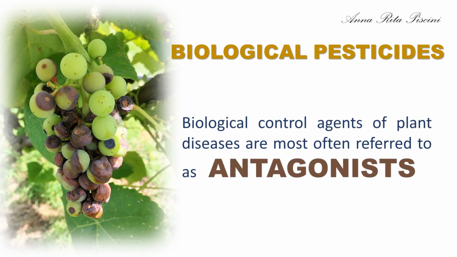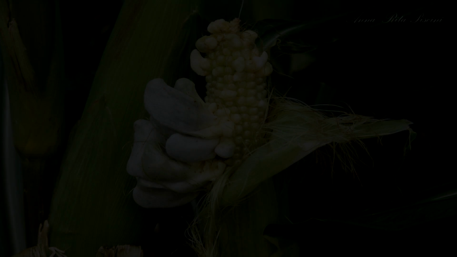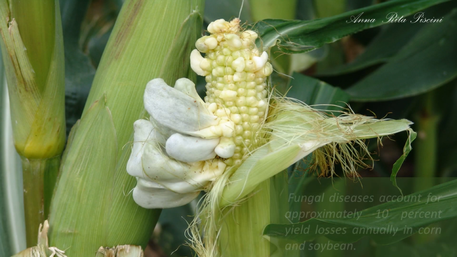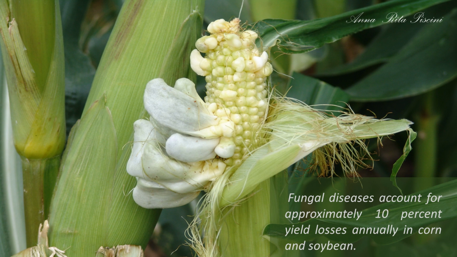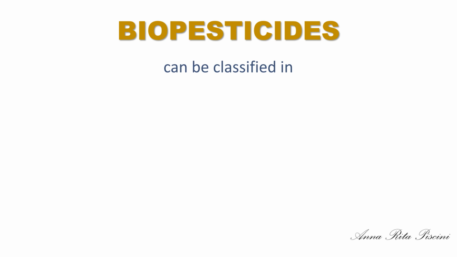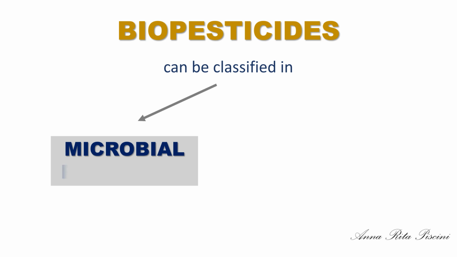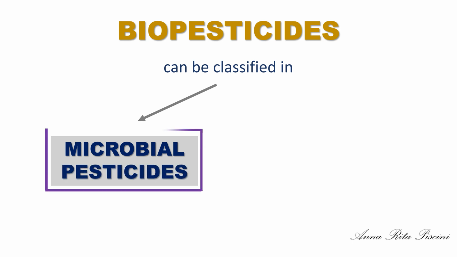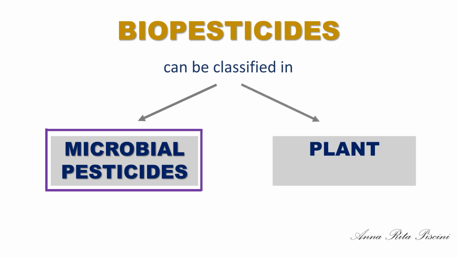Biological control agents of plant diseases are most often referred to as antagonists. Fungal diseases account for approximately 10% yield losses annually in corn and soybean. Biopesticides can be classified in microbial pesticides and plant pesticides.